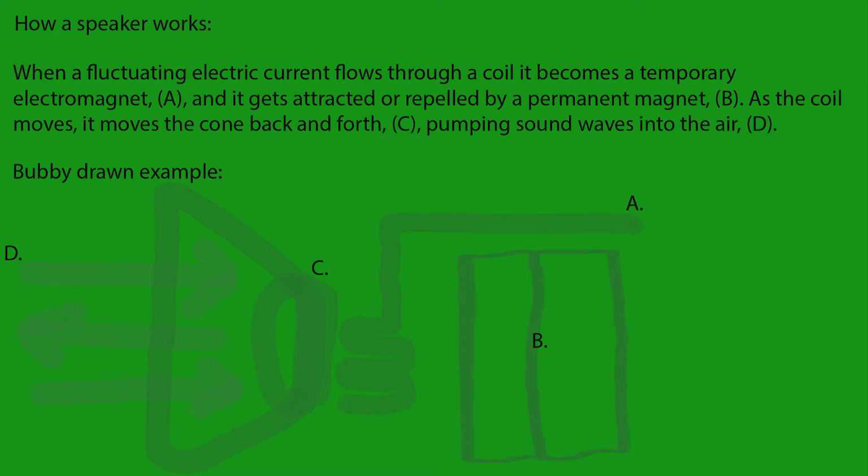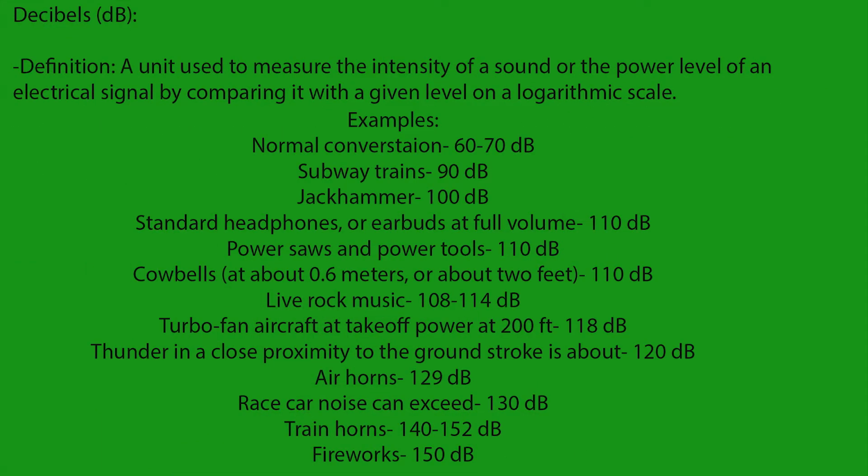But how can you find the intensity of sound? You could use a unit called decibels. The definition of decibels is a unit used to measure the intensity of sound or the power level of an electrical signal by comparing it with a given level on a logarithmic scale. Some examples. Normal conversations. Hey, Bubby, how are you doing? 60 to 70 decibels. That's not too loud.